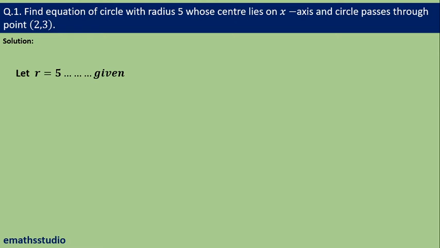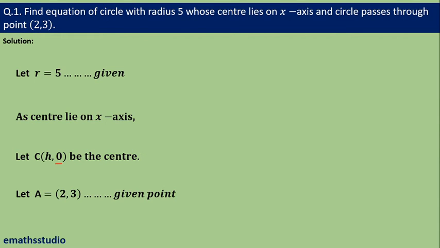Say the radius is 5, so I'm assuming let r be 5. It is a given value. Now as the center lies on the x-axis, we consider (h, 0) to be the center. Now on the x-axis the y coordinate is 0. Further, the given point (2, 3) we are considering as A (2, 3). I just named that point as A for our convenience.